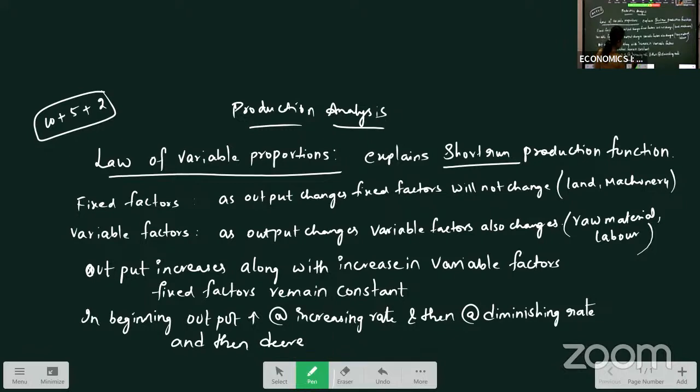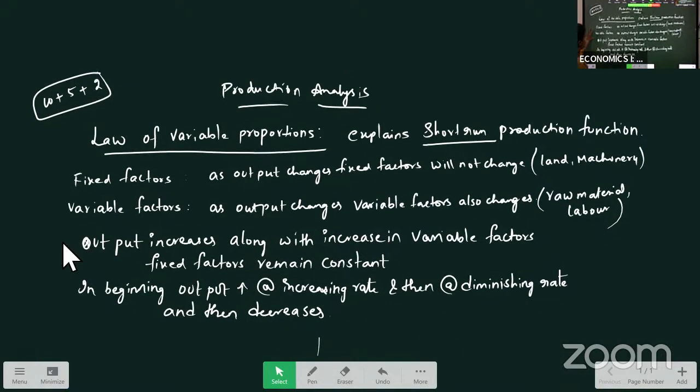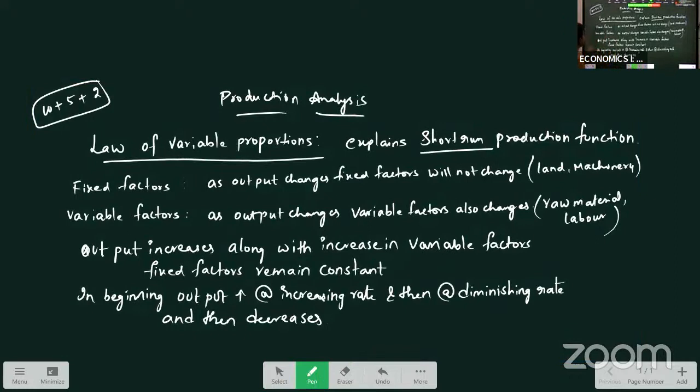The law explains that in the beginning, output increases at an increasing rate, then at a diminishing rate, and then output decreases. This is what was explained in the law of variable proportions. Okay, so you remember these points.